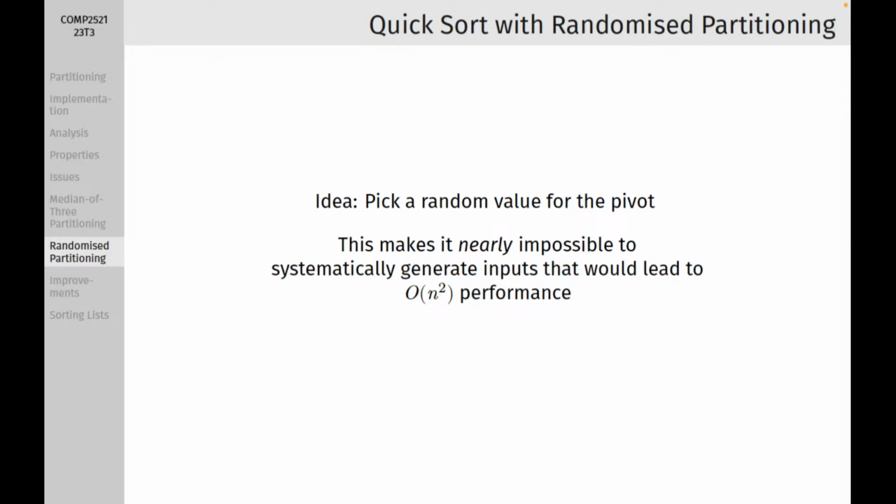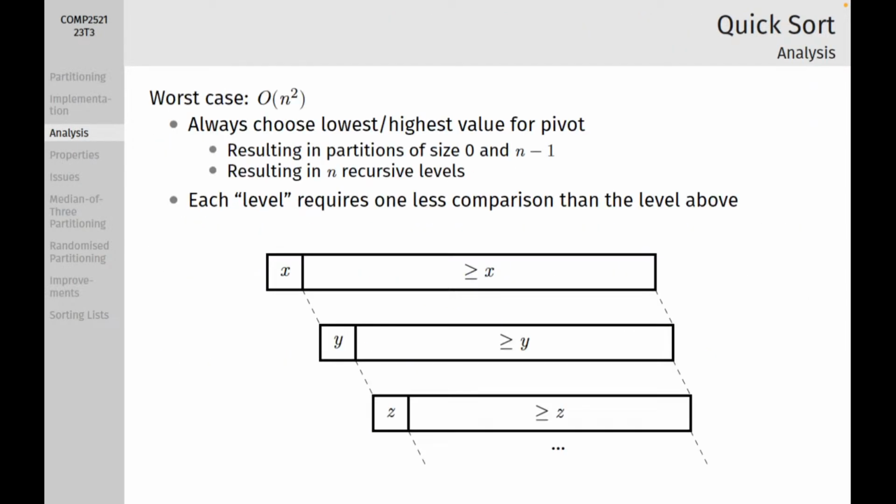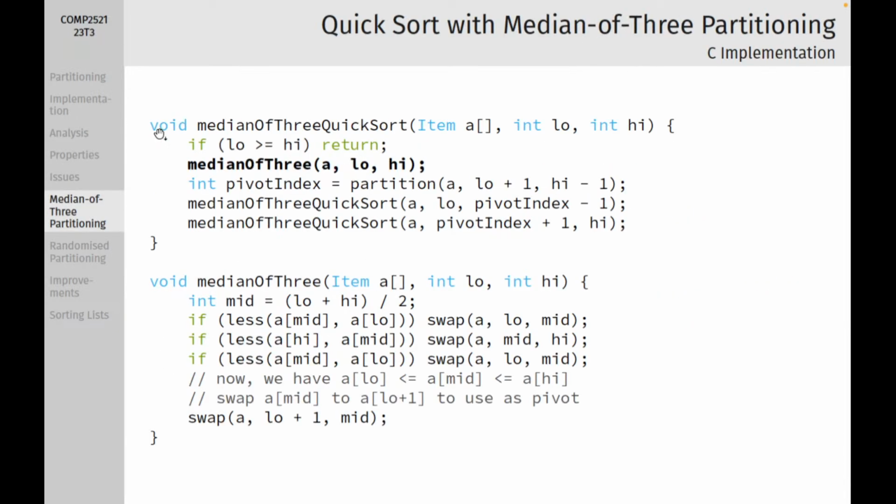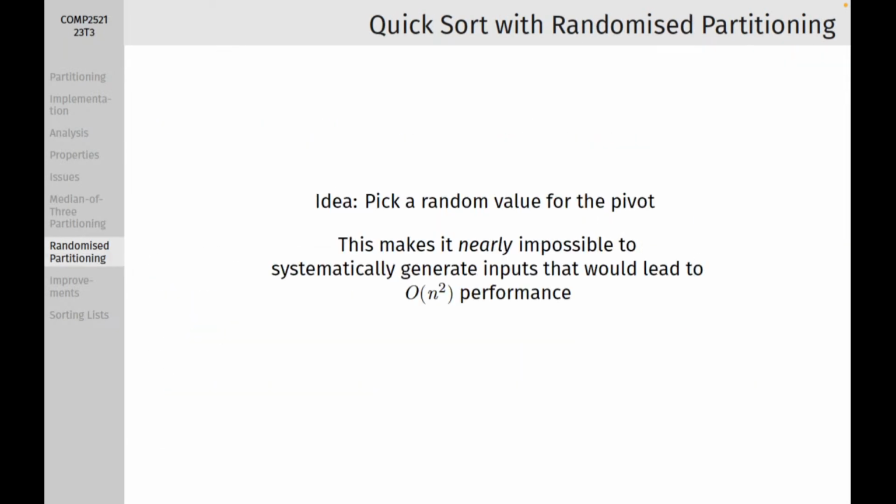The first version of quicksort that I showed has a worst case of O(n²). So we select the random pivot, and that makes it basically impossible to generate inputs that would lead to O(n²) performance.